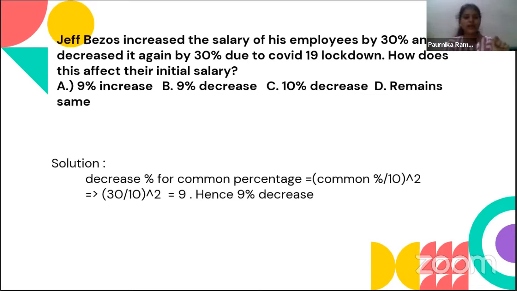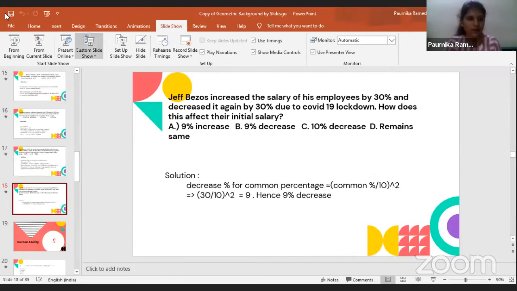Decrease percentage, as I said, when the salary goes up by a certain percentage and gets decreased by the same percentage, the salary will definitely decrease. So the decrease percentage for a common percentage, for a common 30 and 30, increase by 30, decrease by 30, the formula is to divide the common percentage by 10 raised to the power 2. So here 30 by 10 to the power 2, which is simply 9. 30 by 10 is 3, 3 to the power 2 is 9. So the decrease is 9%. Very simple.